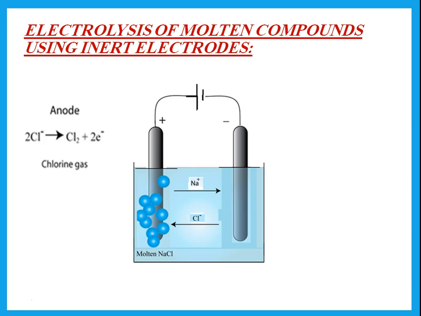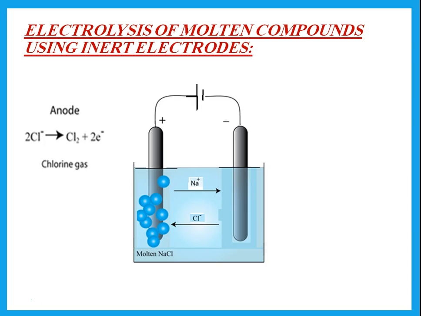We need to balance the atoms and balance the charges. So I have 2 chlorines after the arrow, I must have 2 chlorines before the arrow. Now that means that before the arrow I now have 2 negatives, so after the arrow I need 2 electrons.